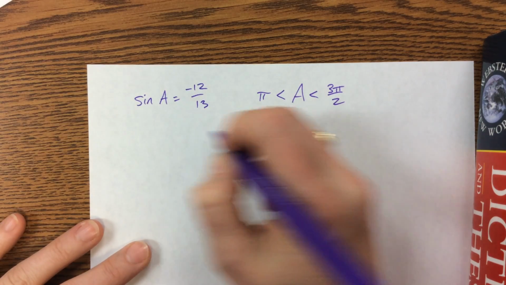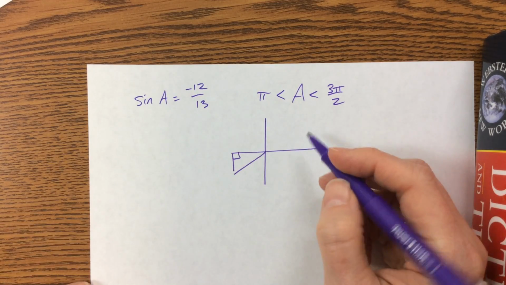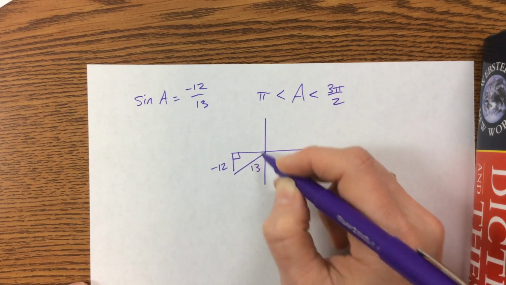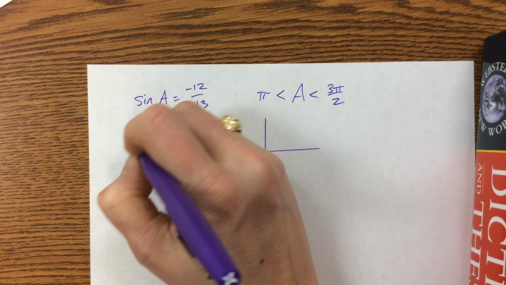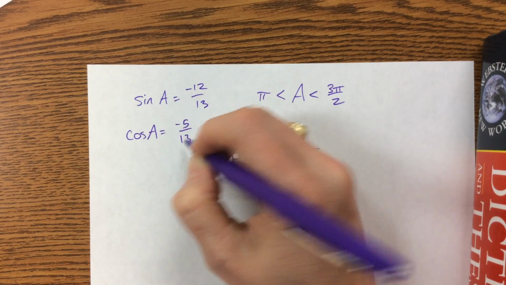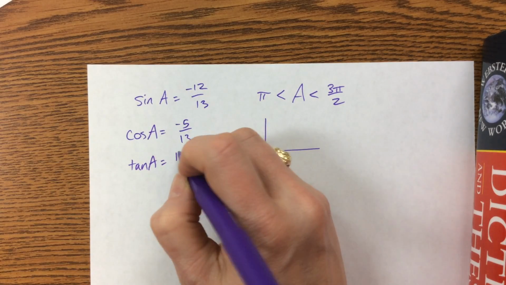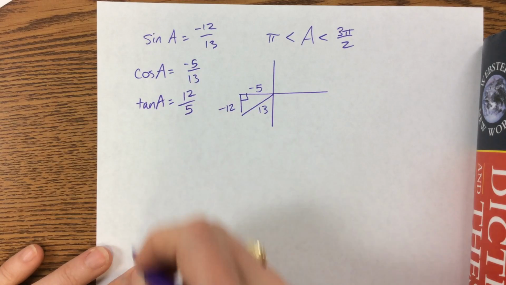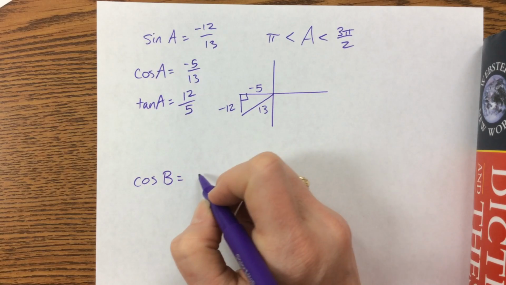We're in quadrant 3. The sine is the opposite, that's a negative, over the hypotenuse. So therefore, this is a 5, 12, 13 triangle. That's also in the negative direction. So we know that cosine of A is negative 5 over 13. And we know tangent of A, this should be old hat. You should be good at this. It's 12 over 5.